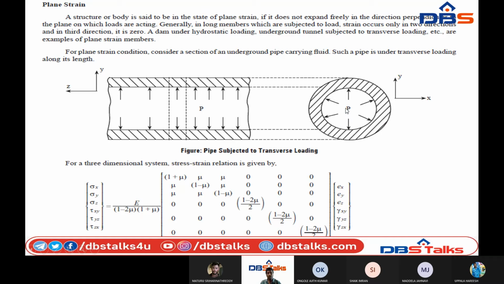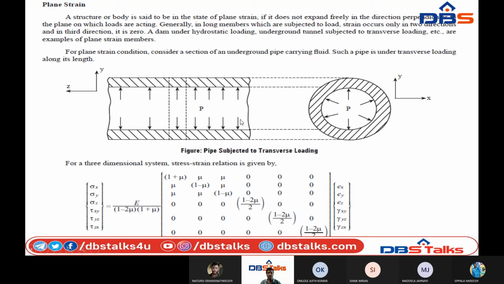Okay, it is subjected to transverse loading, and it is carrying fluid. Assume that it is carrying fluid. Generally, in long members which are subjected to loading, loading occurs in 2 directions: one is forward and another one is the downward or backward direction. But in this z direction, that is thickness or depth, will be negligible. That is directly equal to 0.